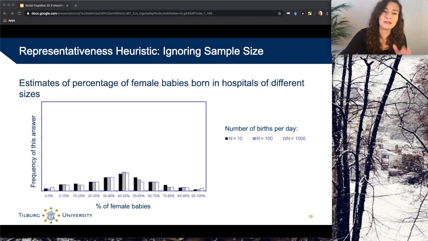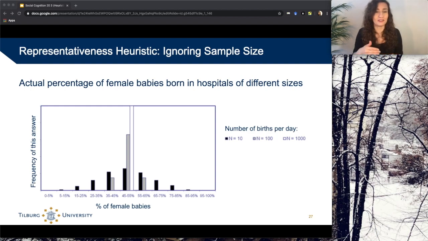Now, if we compare this estimate, where the black, gray, and white bars are kind of always at the same height for each of the categories of probabilities, we can compare it with the actual percentage of female babies born in hospitals of different sizes. And you can see here that there is a huge spike of this probability in the case where there are actually lots of births in that hospital. Now, why is that the case?